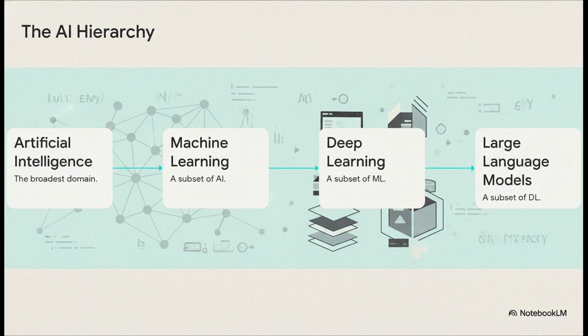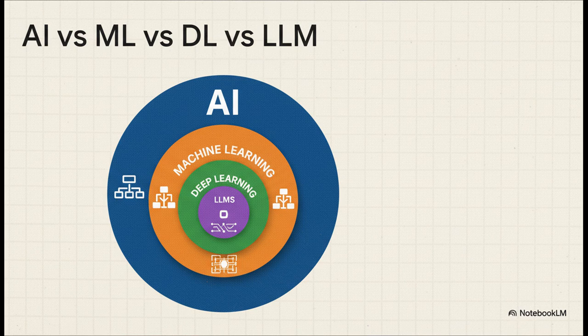And to make it really concrete, an old rule-based chatbot from the 90s, that's AI, but not machine learning. An email spam filter that learns over time, that's machine learning. An app that can identify a dog in a photo using a neural network, that's deep learning. And a model that can write a sonnet about that dog? That is a large language model, a very specialized kind of deep learning focused entirely on text.